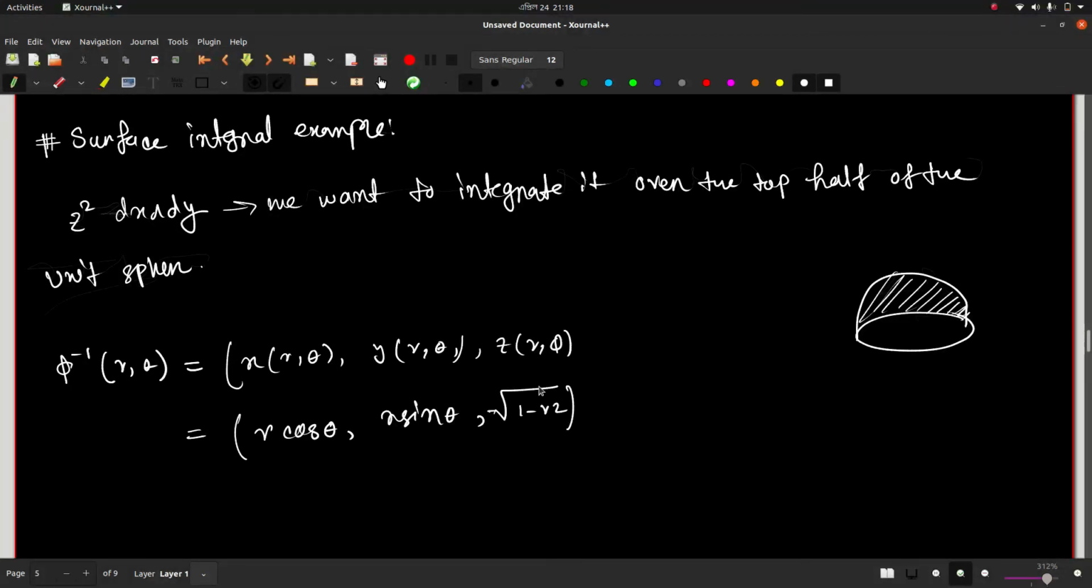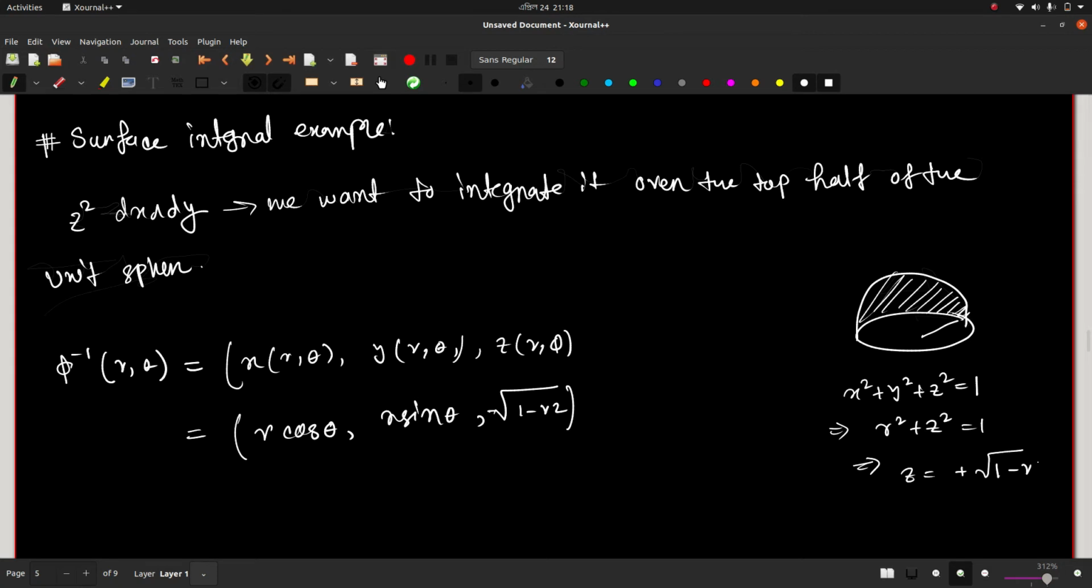And how does this z come? Well, the unit sphere has an equation where x squared and y squared, if you add them up, is just r squared, plus z squared. And since I'm talking about the top half, I will only take the positive square root for z. The negative square root would give you the bottom half of the unit sphere. So that's why I wrote it as the square root of 1 minus r squared.